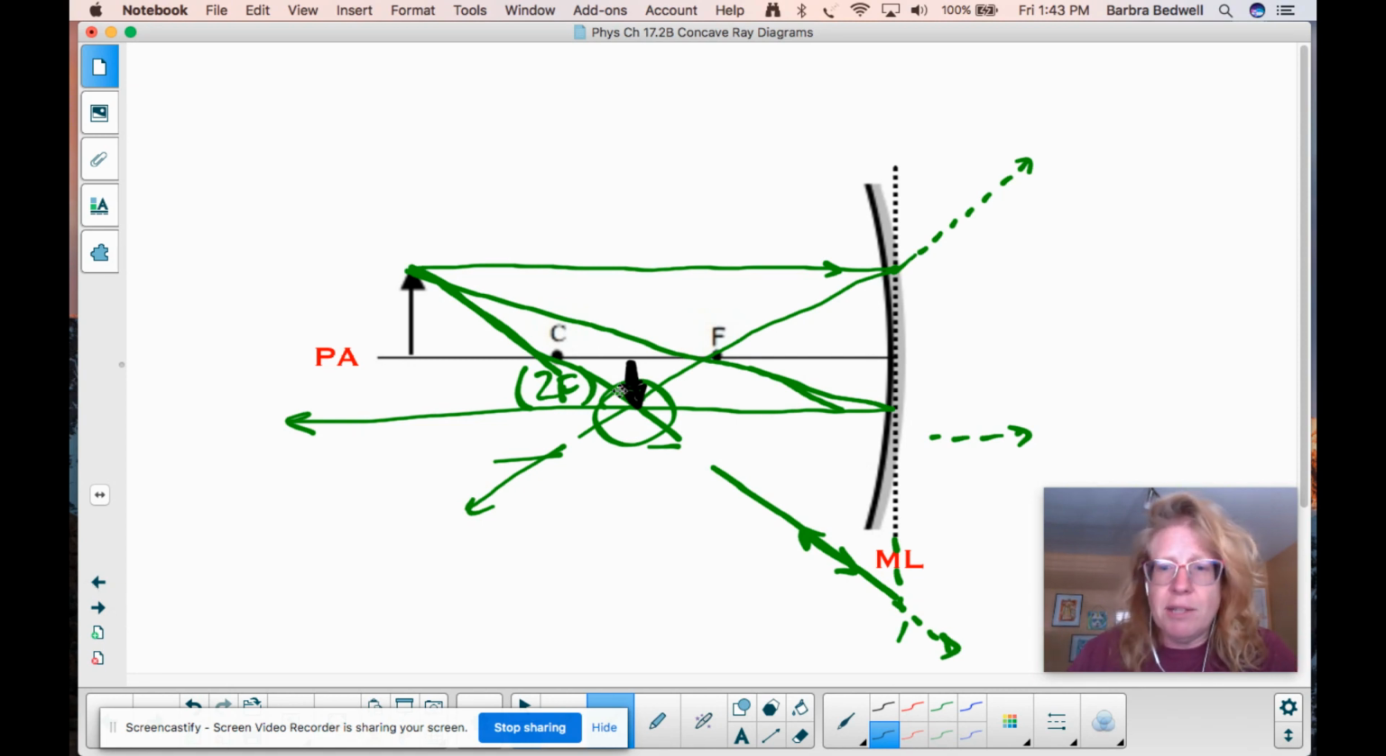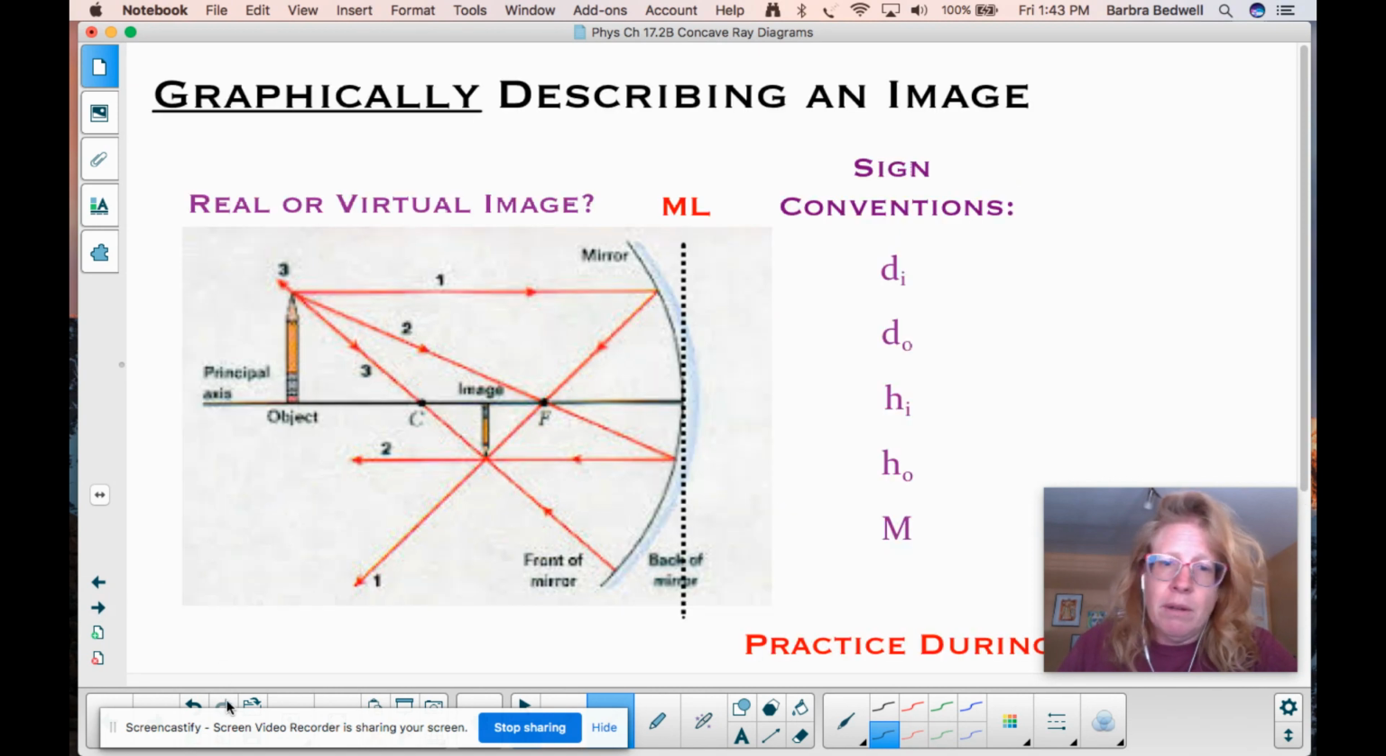So right now it's smaller, it's upside down, right? And it's a little bit closer to the mirror than the original object was. So let's take a look at this in terms of being able to describe where our image is. We're going to practice using some of these conventions that we introduced in a unit video or 2 ago. So we're going to talk about DI-DO, HI-HO, and M is our new one. So DI and DO, distance to the object and distance to the image.